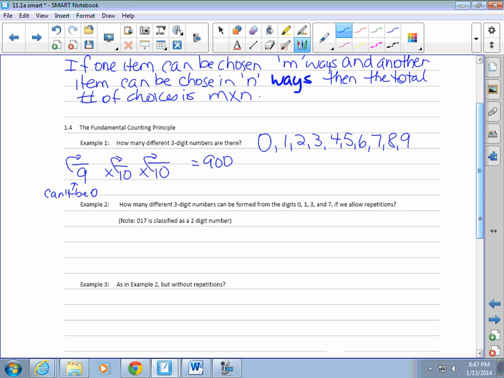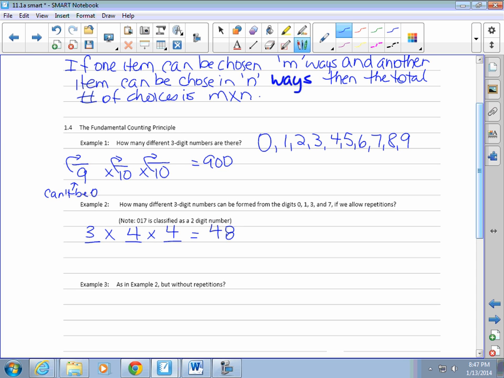So the next one says, how many different 3-digit numbers can be formed from the digits 0, 1, 3, and 7 if we allow repeats? It says, note, 017 is classified as a 2-digit number. So once again, that means I can't use 0 as one of my options for my first blank, so it's a 3-digit number. So for my first blank, since I can't use 0, I have 3 choices. My second blank, I can use a 0, so I have 4 choices. And same thing with my third spot. So 3 times 4 is 12, times 4 is 48. So I can make 48 different numbers.